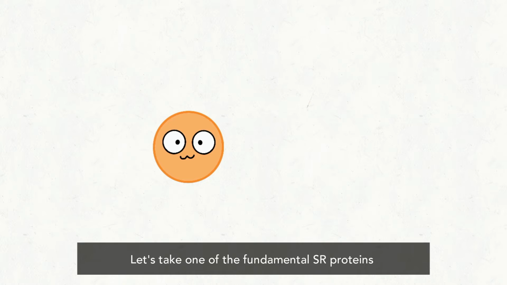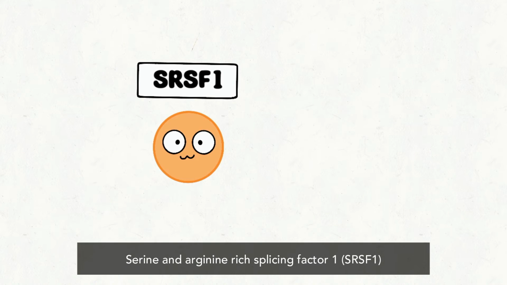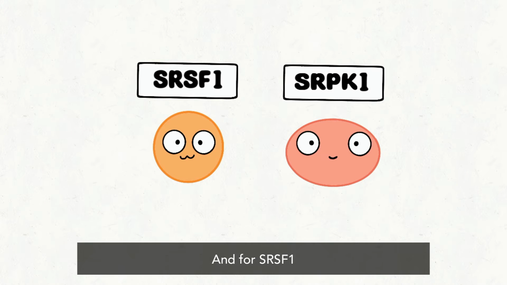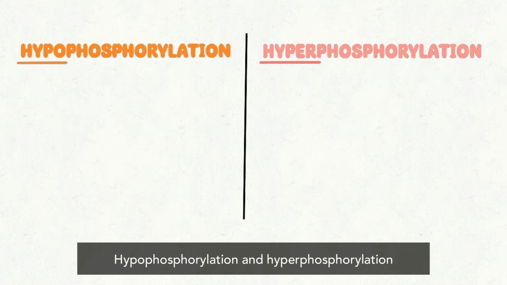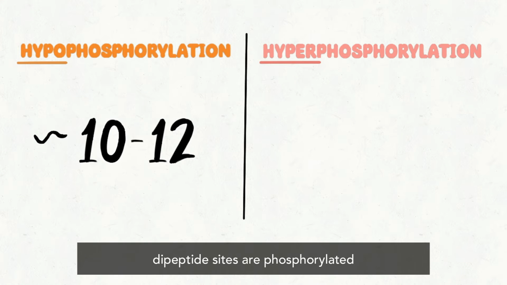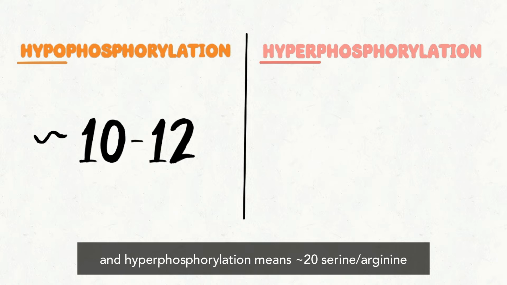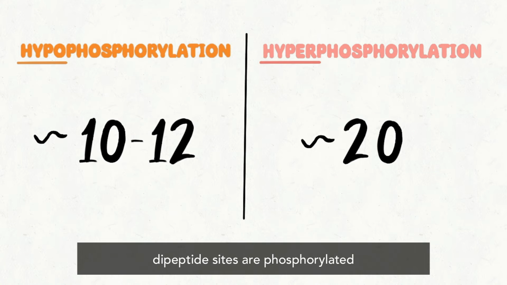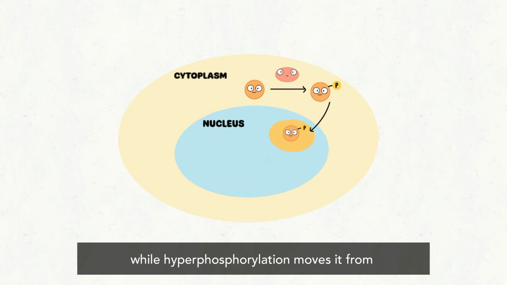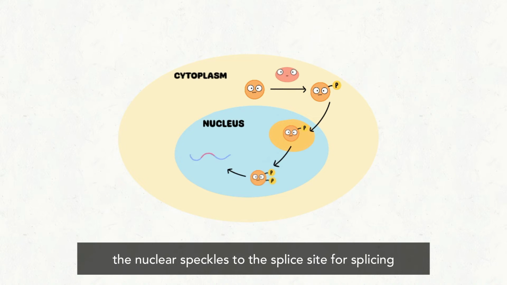Let's take one of the fundamental SR proteins, serine and arginine-rich splicing factor 1, as an example. The protein responsible for the phosphorylation of SRSF1 is SR protein kinase 1. And for SRSF1, there are two states of phosphorylation: hypophosphorylation and hyperphosphorylation. Hypophosphorylation means around 10 to 12 serine-arginine dipeptide sites are phosphorylated, and hyperphosphorylation means around 20 serine-arginine dipeptide sites are phosphorylated. Hypophosphorylation causes SRSF1 to move from the cytoplasm to the nucleus, while hyperphosphorylation moves it from nuclear speckles to the splice site for splicing.